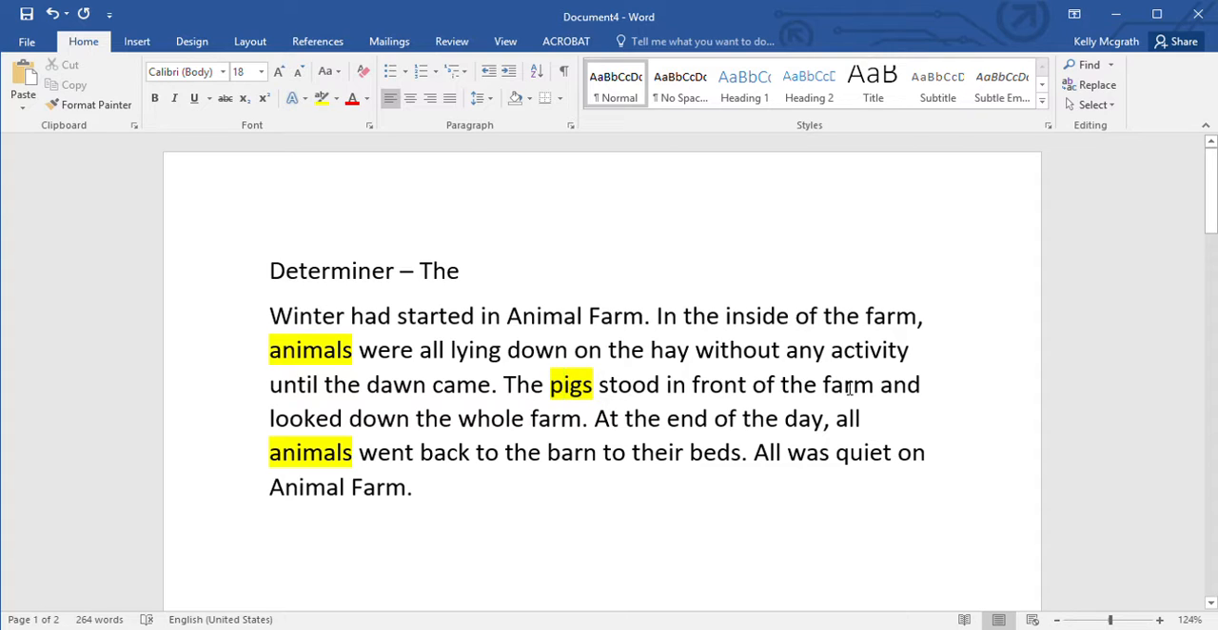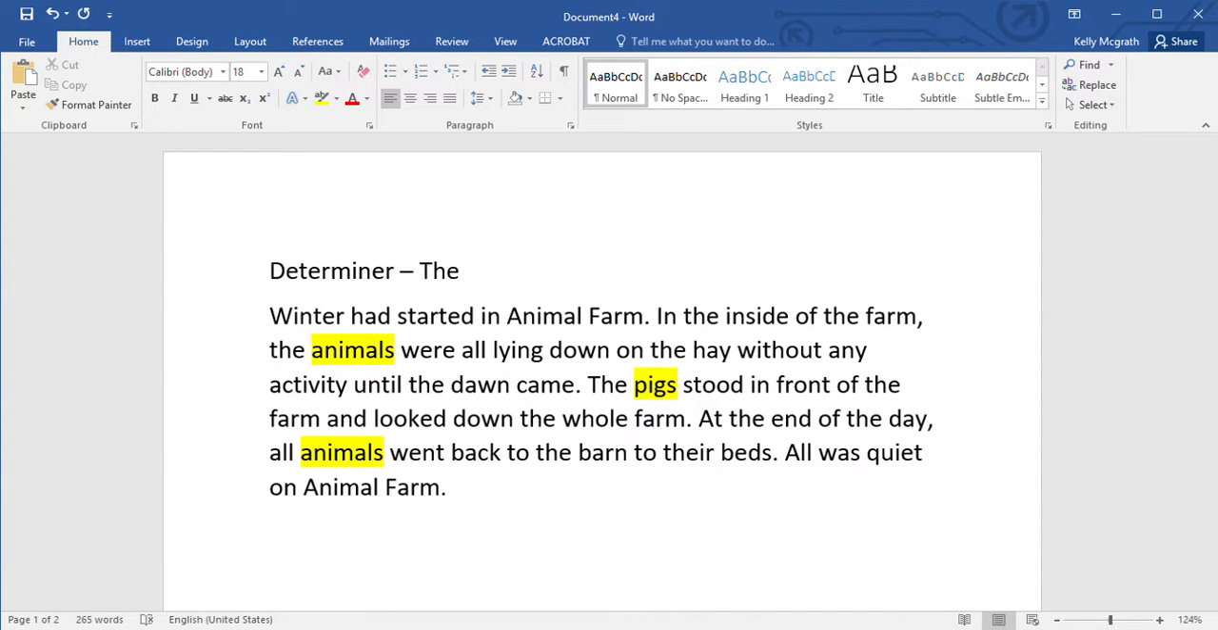Now that is correct. The same situation is actually happening here. In the inside of the farm, animals were lying down. Which animals? Well, we're talking about the animals who live on Animal Farm. We are talking about specific animals. We're not talking in general terms. So I would put "the animals". The same thing here. At the end of the day, all animals went back to the barn to their beds. Which animals? The animals who live on Animal Farm. So we need to put "the". We are talking about specific animals.